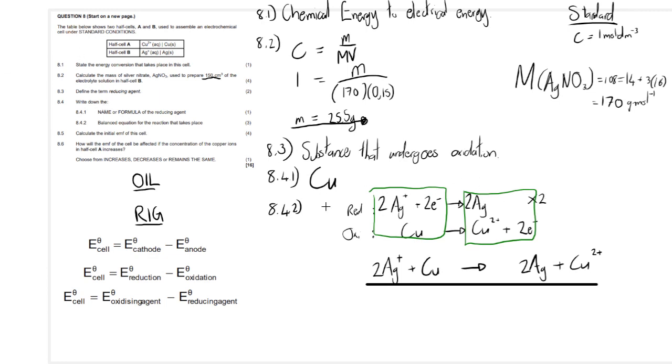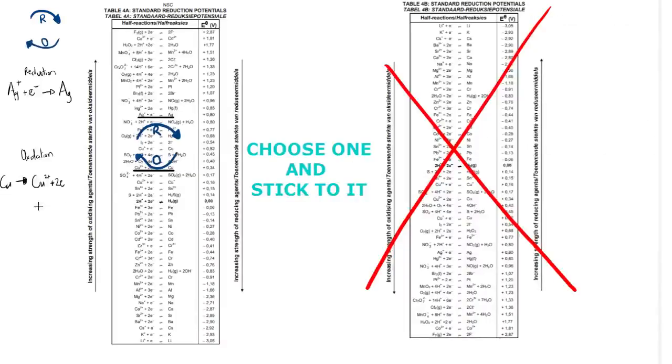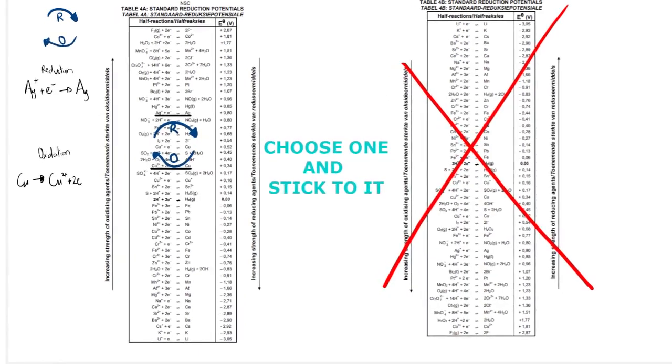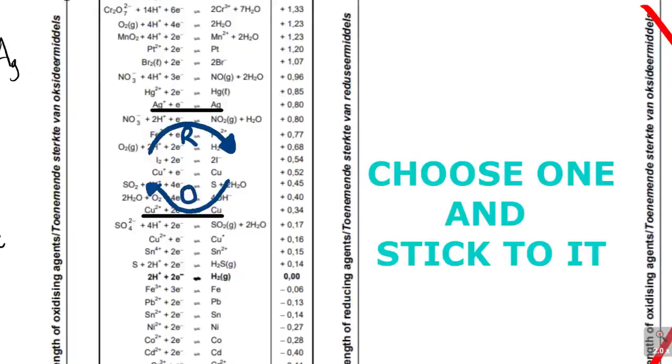We found that the reduction taking place is the silver, and the oxidation taking place is the copper. And the reason we could have known that is because when we had a look at the reduction potentials table, remember, choose one and stick with it, we found that for silver and copper, the silver is higher up on the reduction potential table than the copper was. The silver is more likely to reduce than the copper is. And so the silver underwent reduction in this forward reaction, because reduction is gaining of electrons.